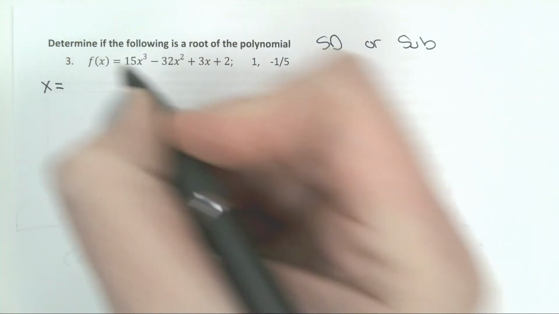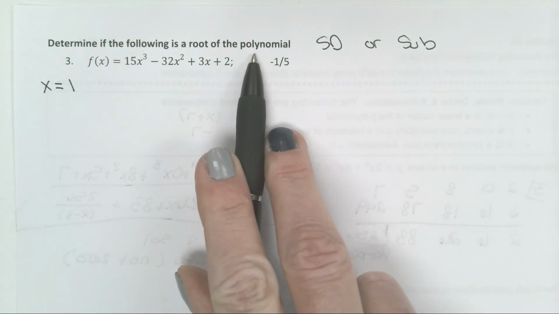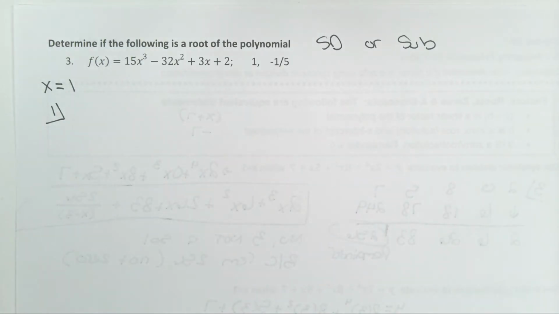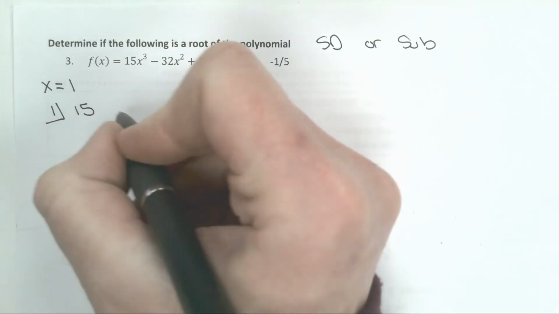I'm going to use synthetic division and I'm going to check when x equals 1. So 1 is my number that goes over here. My exponents go in order.